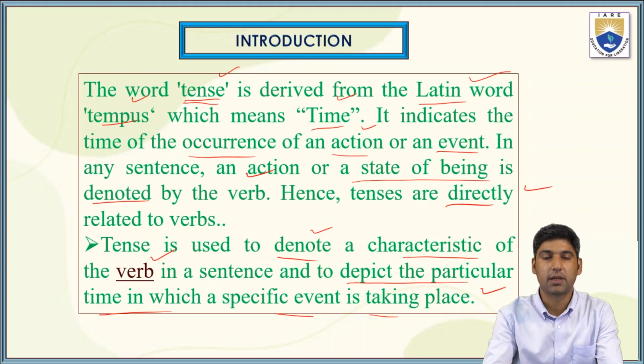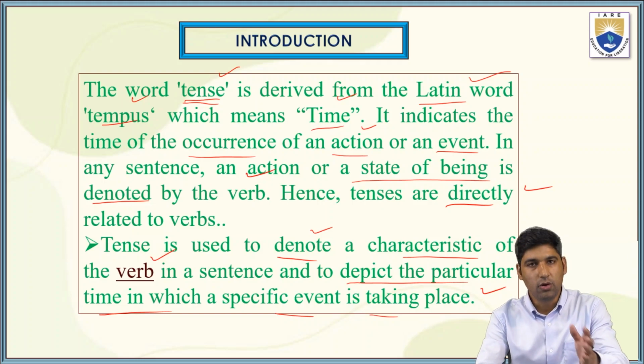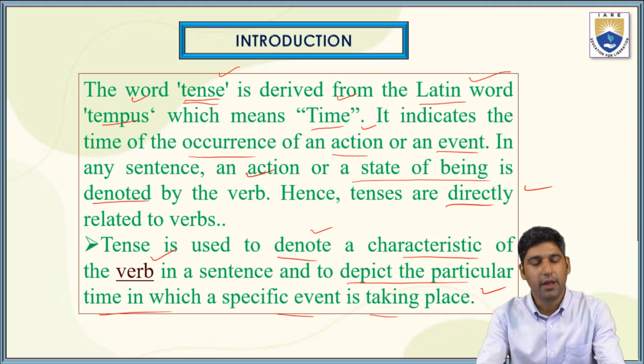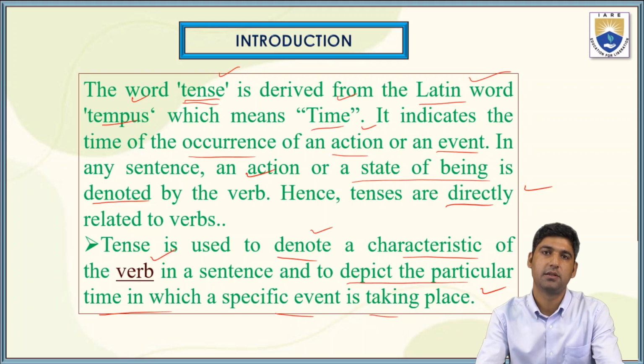Tense denotes a characteristic of the verb in a sentence, and it depicts the particular time in which a specific event is taking place. It denotes that time in which a particular event or any occurrence happens in a sentence, or any event takes place.